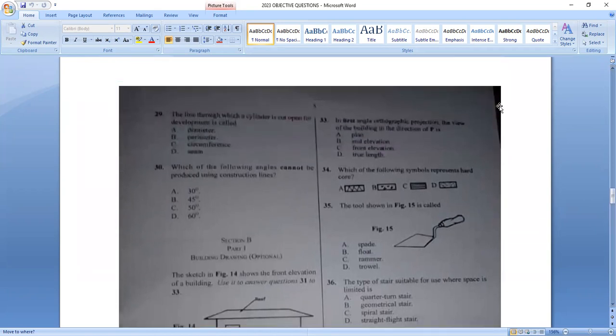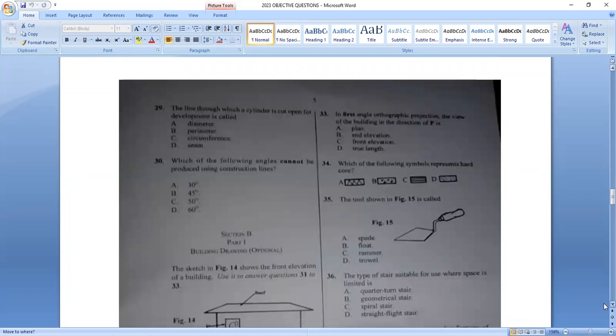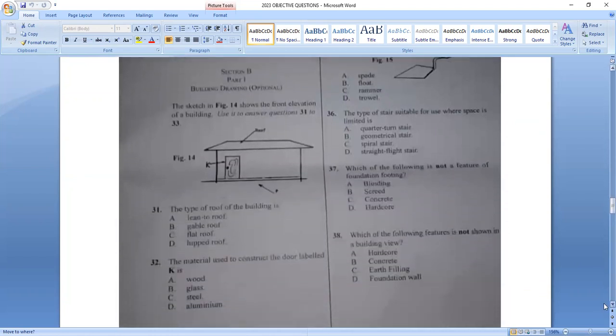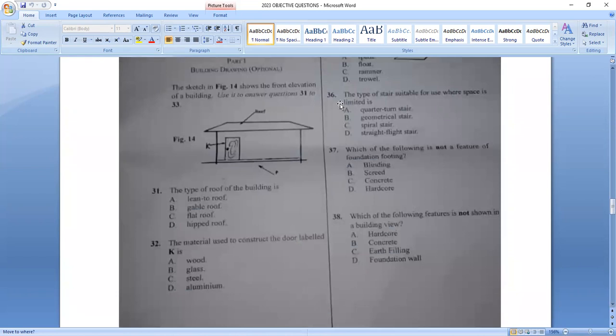Then we move to question 34, which says, which of the following symbol represents hardcore? Option A is the hardcore. Then question 35, the tool shown in figure 15 is called a trowel. That's a hand trowel used by bricklayer. Then question 36, the type of stair suitable for use where space is limited is straight flight stair. That is the answer to that question.